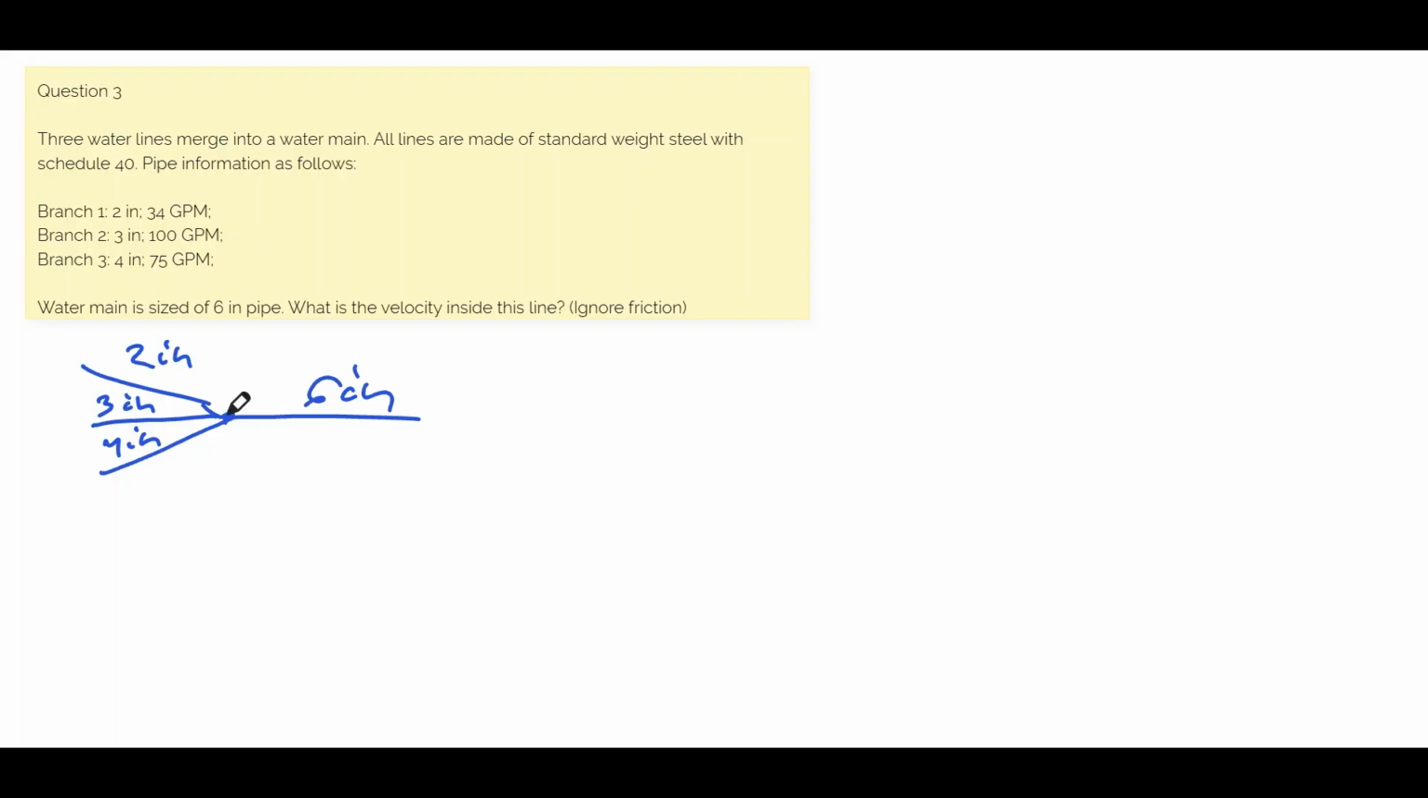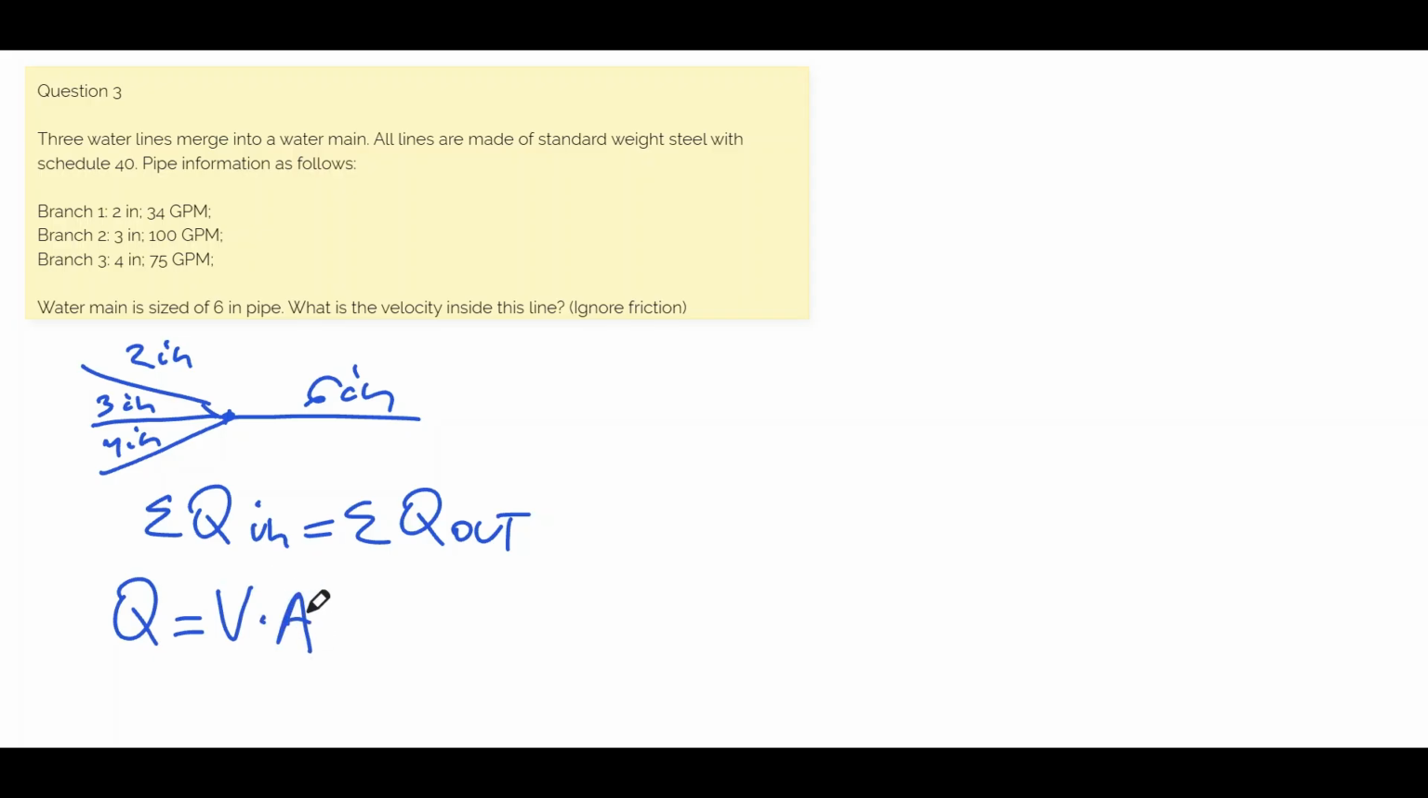In order to solve this problem, we have to understand the concept of conservation of volume. So basically, the sum of volume flow coming in equals the sum of volume flow coming out. Now, what's volume flow? Volume flow is your velocity times the area of the pipe.